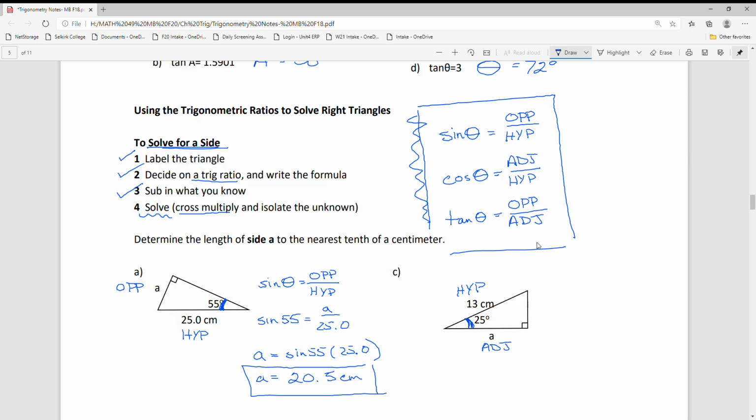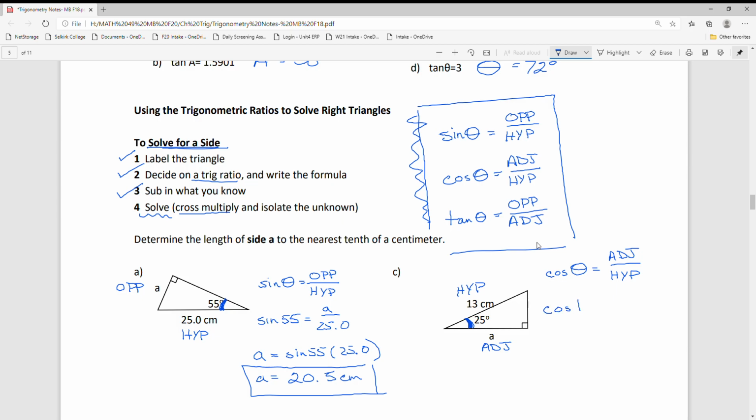And again, it's relative to this angle that we care about here. I'm going to choose my trig ratio. This one I'm going to use the cosine function, being adjacent over hypotenuse, because those are the pieces of information that I have or care about. Then I'm going to sub in what I know.